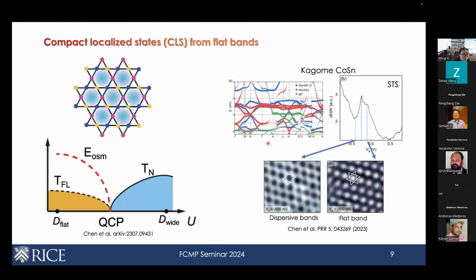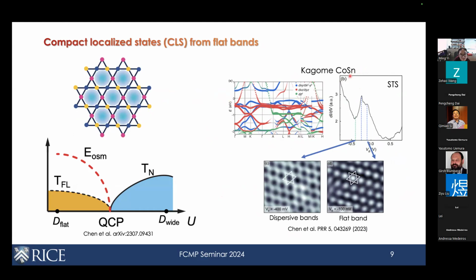So as a way to motivate this, maybe one more slide of motivation: we know that these are compact localized states. These are objects that are real. You can see them, and this is an example of STM work from Berthold Jäck's group at Hong Kong University of Science and Technology. Using STM, they've made a spatial mapping of the Kagome cobalt-tin material.